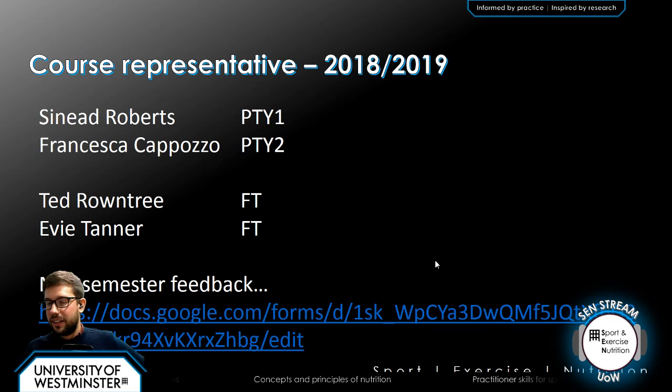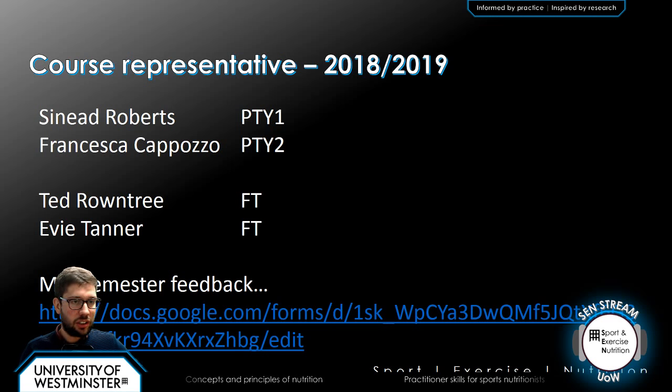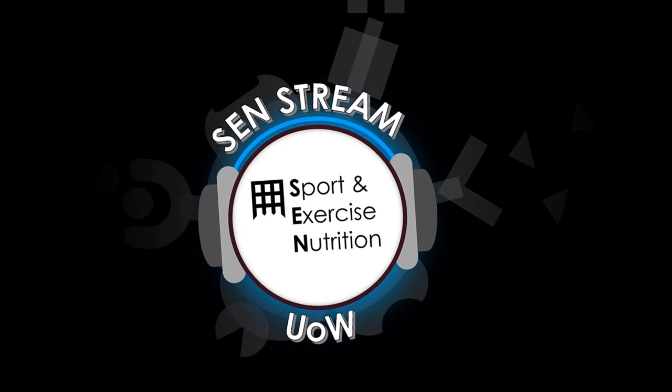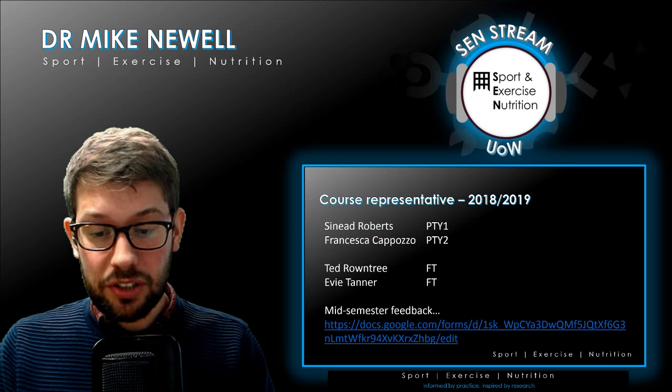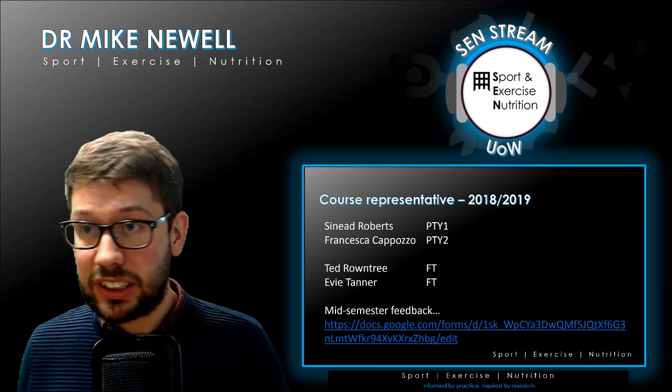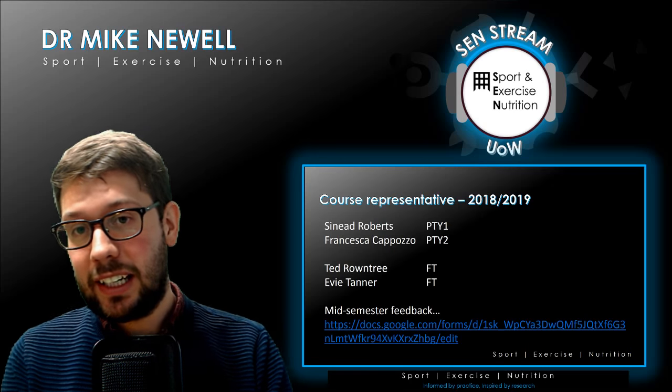Now, these guys have, in some ways, self-selected, because what we should do is have an election and all that sort of stuff. But as I've only had 4 people, those 4 people that are shown on the screen there, get in touch with me. We're going to go ahead with those guys. And we're just going to make sure that Ted, Evie, Francesca and Sinead capture the thoughts of the whole group.